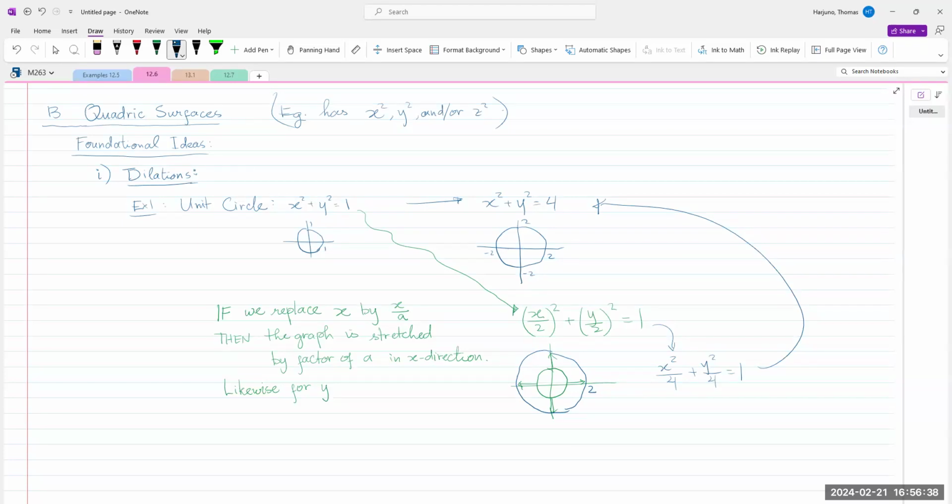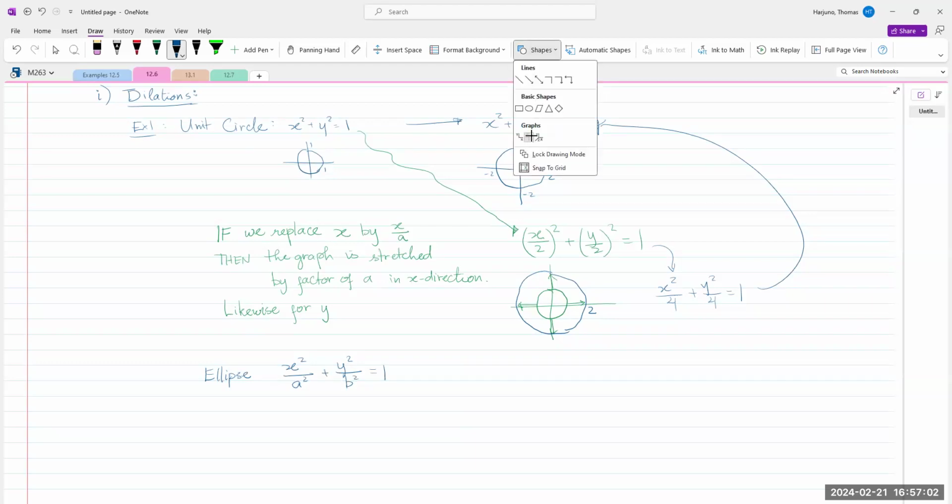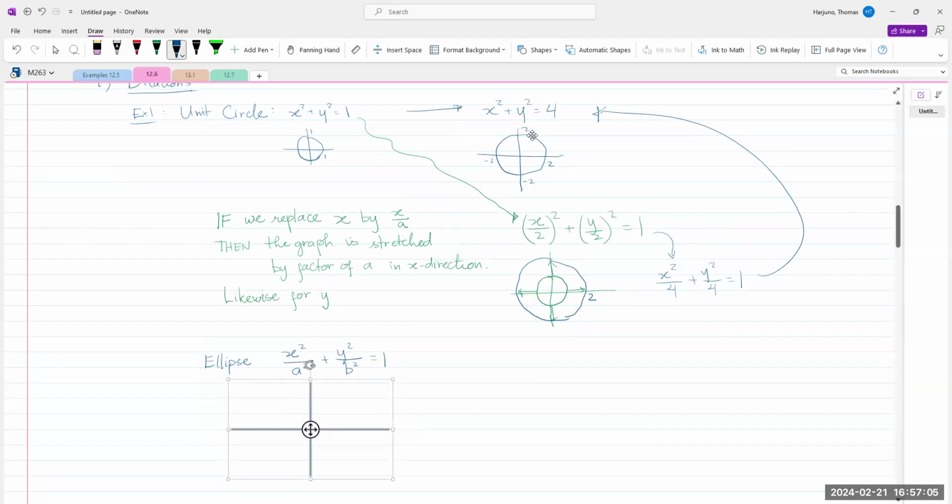Now in algebra 2, intermediate algebra, you learn the ellipse, x squared over a squared plus y squared over b squared equals 1. And you learn that as an ellipse centered at origin with axis a in the x direction and b in the y direction.